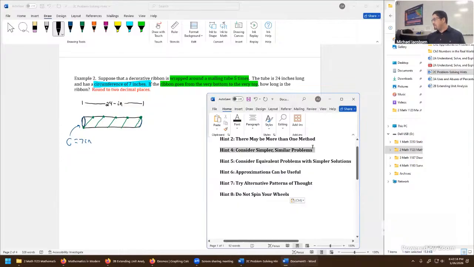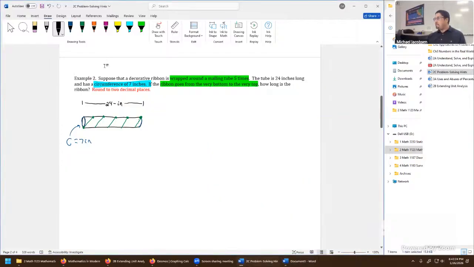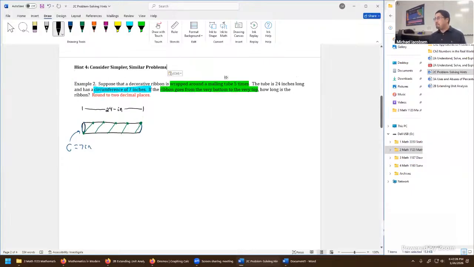I like hint 4, considers simpler, similar problems, but we have to use up the same information. But maybe one way to interpret hint number 4 in this problem is change the geometry so that it is easier to visualize. So in using hint 4, but think of it in this context, I think this is a good way to think about this one. Remember, we're looking at a mailing tube, something that we can actually make a cut on.